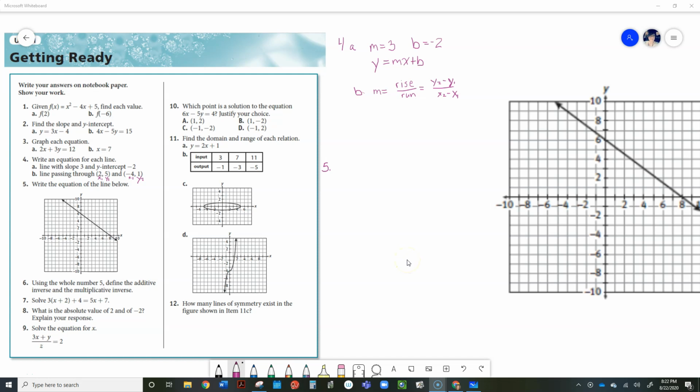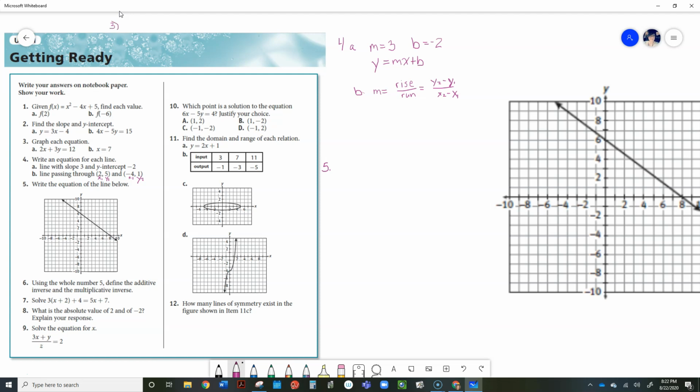Okay, picking up where we left off with the getting ready for Unit 1, we're doing number 4. Write an equation for each line. Notice it does not tell me how to write the equation. There are 3 different options that you have for writing an equation, the 3 forms that you're supposed to know.